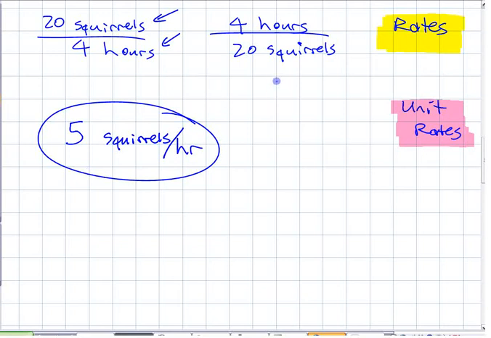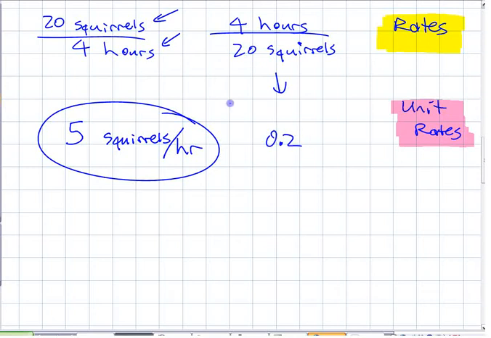What about the other unit rate here? What if I divide it this way? Because I could divide it this way. It took 4 hours to have 20 squirrels. Can somebody divide 4 divided by 20 for me? No, the other way. We just did 20 divided by 4. Now we want to do 4 divided by 20. 0.2.